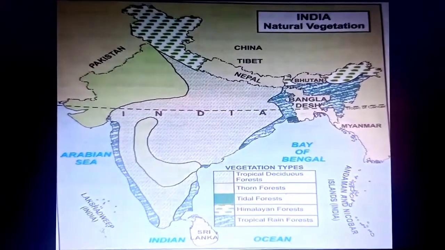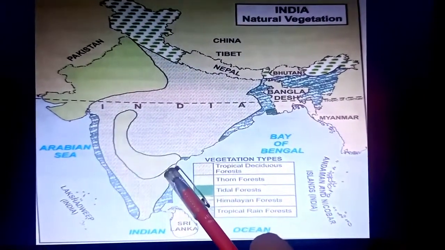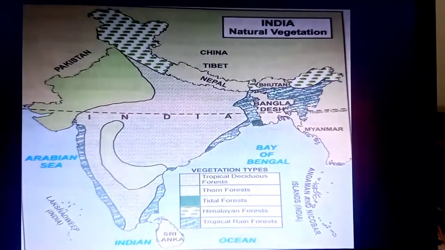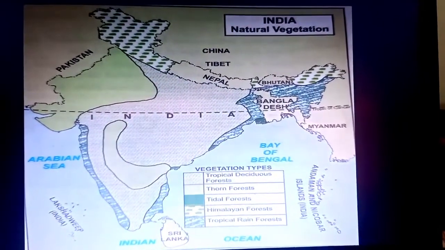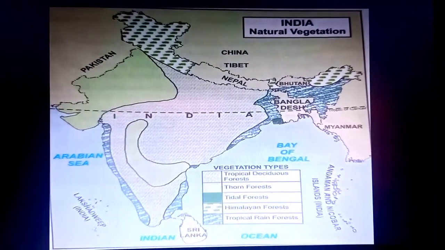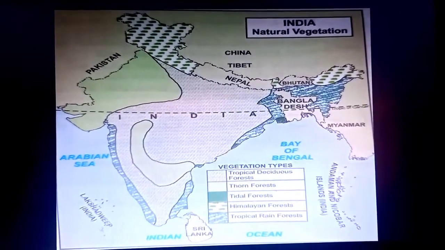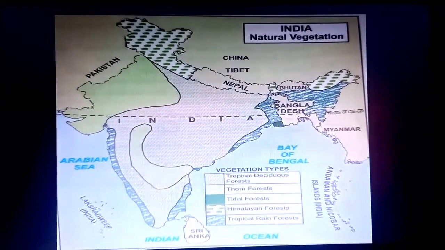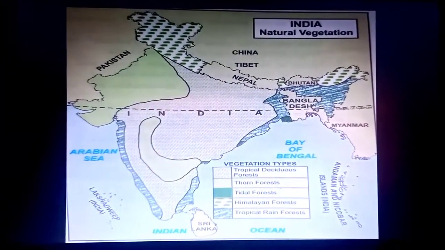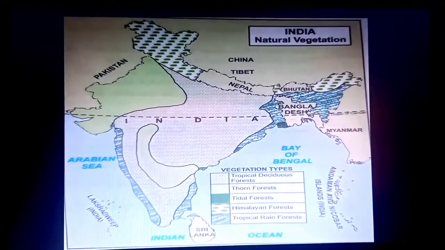Now the next is the tidal forest. So the tidal forests are formed near the deltas of the various rivers, and as the name says, it has a lot to do with the coastal areas, because the tides as well as the river water, both of them are responsible for the sustenance of such forest. Tidal forests are also known as mangrove or littoral forest. You will come to know later as we will proceed with the video.